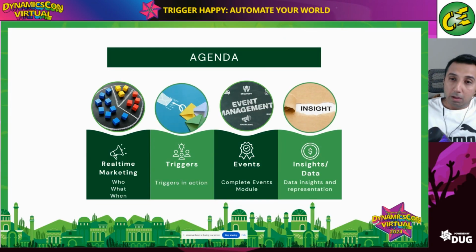Now, the agenda for this presentation is to show you real-time marketing. What is real-time marketing? When we talk about marketing, who, what, when, I will explain in detail with some use cases. When I talk about use cases, I mean a real-time industry use case itself. There's a concept of triggers, and how triggers come into place with D365. Really important, really exciting journey.